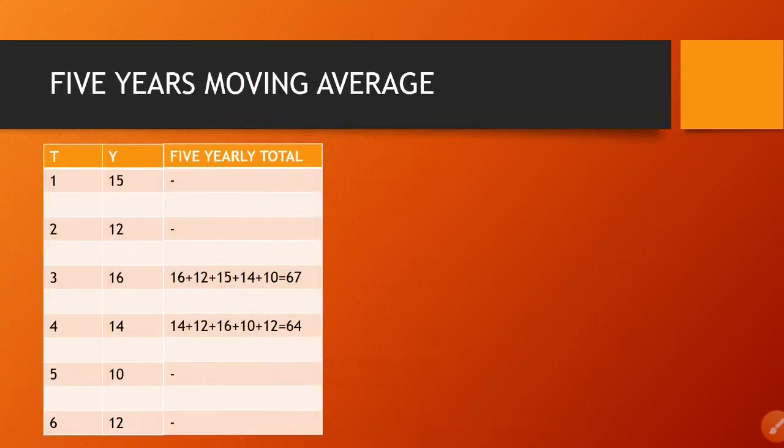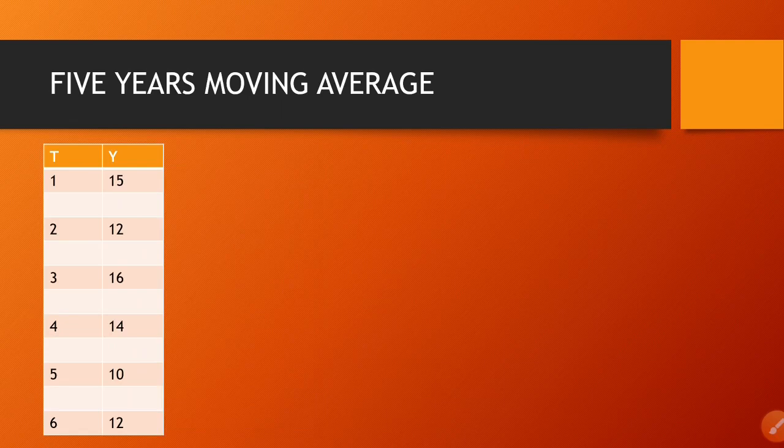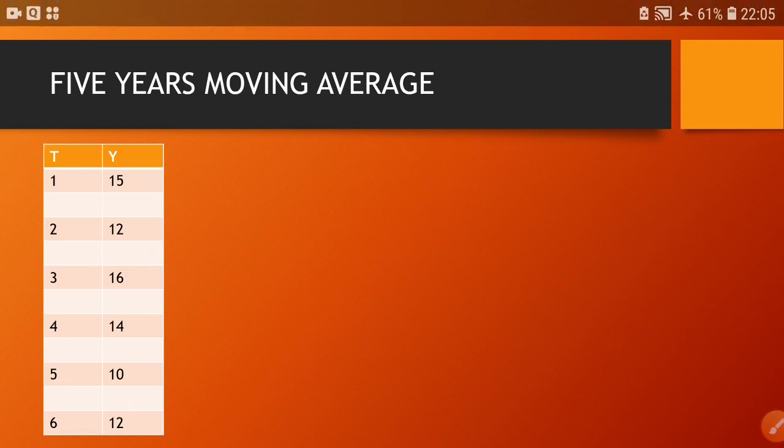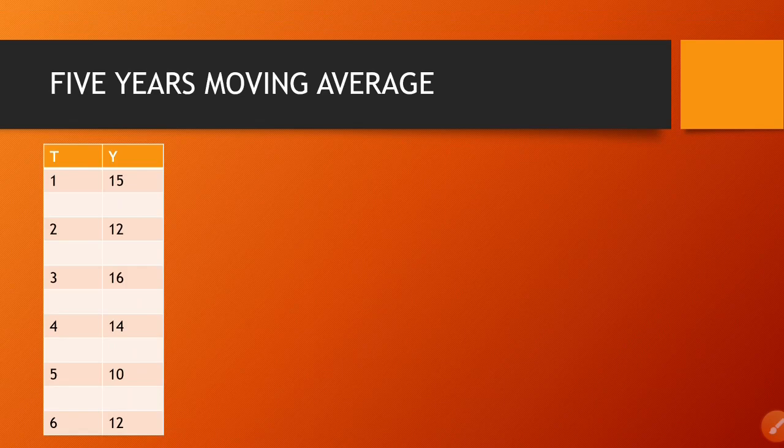Today we'll be starting 5 years moving average. Now what is this 5 years moving average? Where is 4 years moving average? 4 years moving average will be covered after this 5 years. In 3 years you remember that you have to take 1 year itself, one up and one down. In 5 years, you will take that year itself, two up and two down.